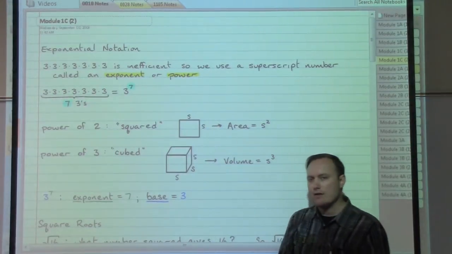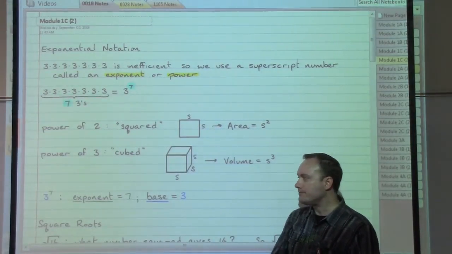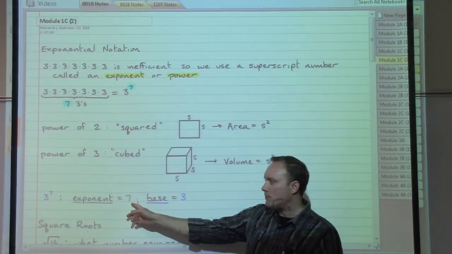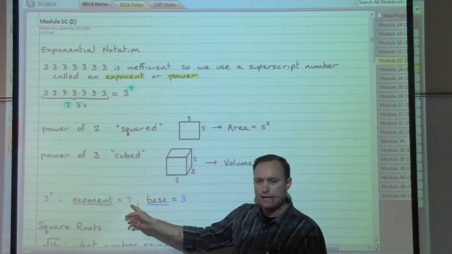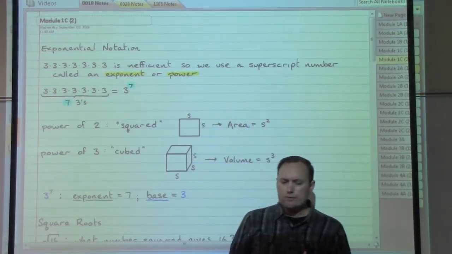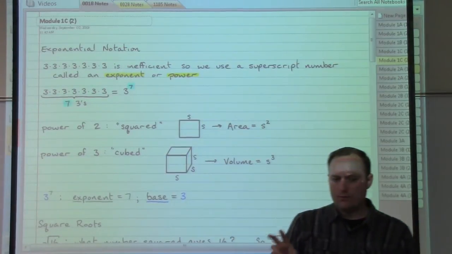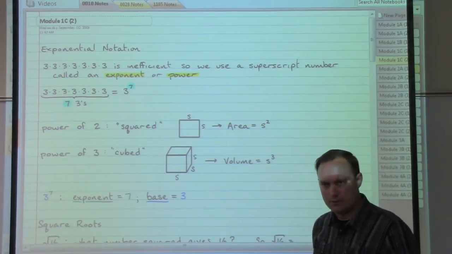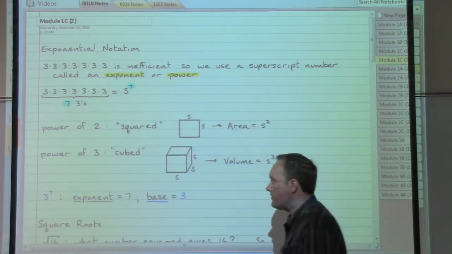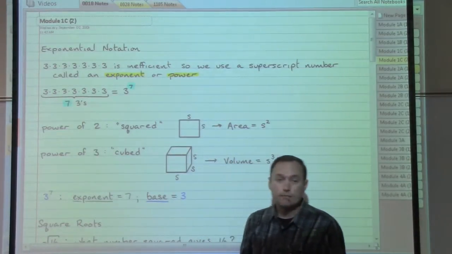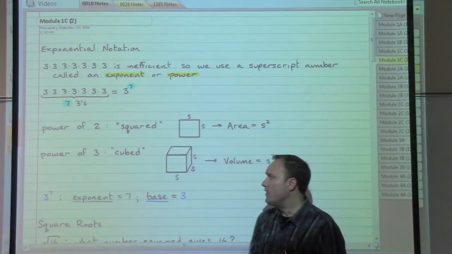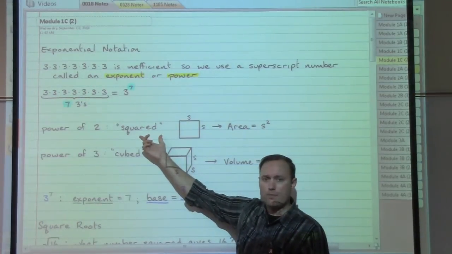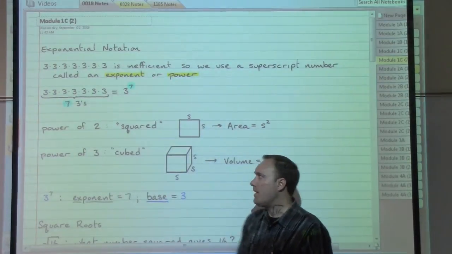It gets across the idea, though, that we have a special multiplication problem, and the 3 would be referred to as the base, and the 7 would be referred to as the power or the exponent. There are only 2 different areas with powers where we don't say to the power of or to the such and such power. And that would be for these 2 special situations, power of 2 and power of 3. Because they connect to some geometry, we can shorthand those or nickname those. Squared for our power of 2 and cubed for our power of 3.